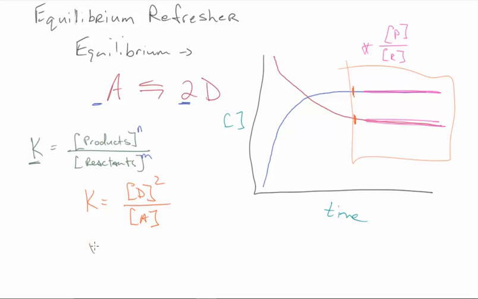The other thing that I will add here and remind you of is that we never include pure substances, which are solids or liquids, in our equilibrium expression. So we will never include solids or liquids in our equilibrium expression. All right? So to write an equilibrium expression: products over reactants, coefficients become exponents, and we leave out the solids and the liquids.